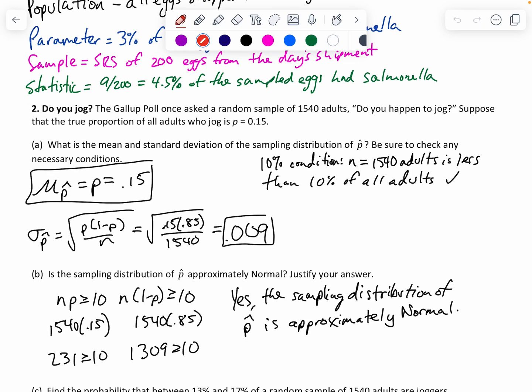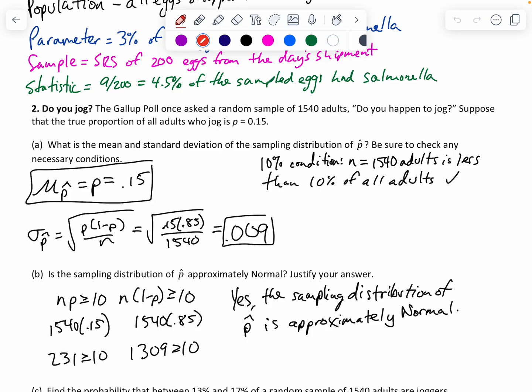A Gallup poll once asked a random sample of adults, do you happen to jog? Suppose the true proportion of all adults who jog is p equals 0.15, remembering p stands for population proportion. What's the mean and standard deviation of the sampling distribution of p-hat? So p-hat is the sample proportion.